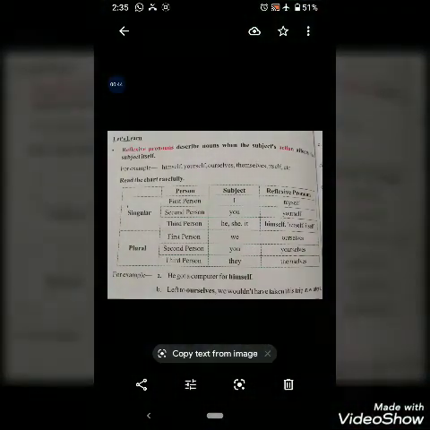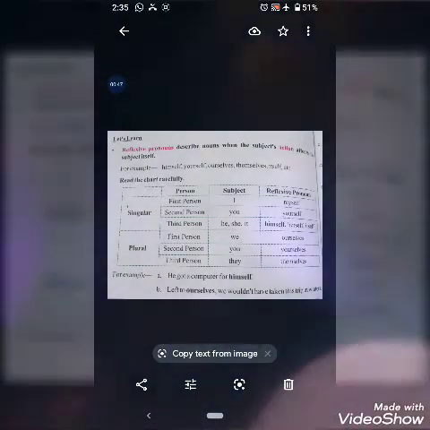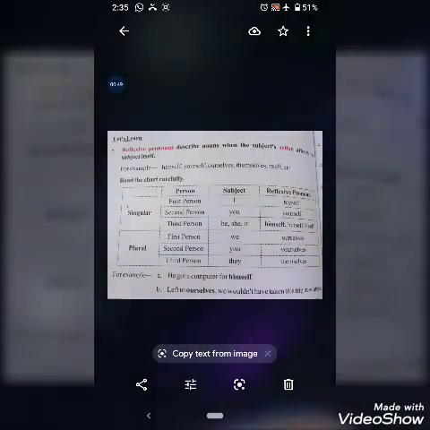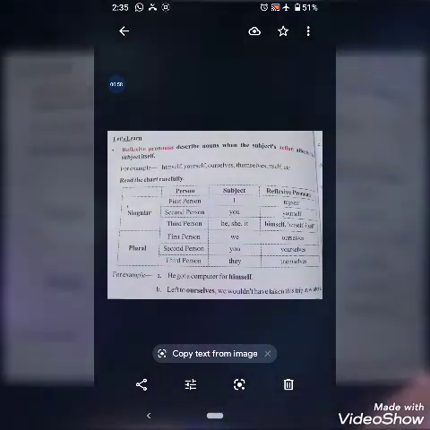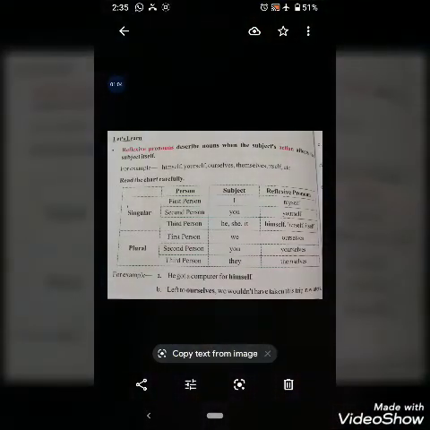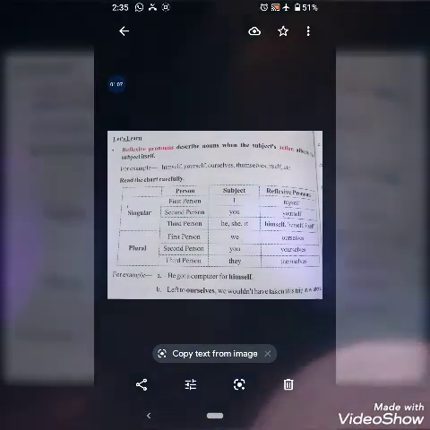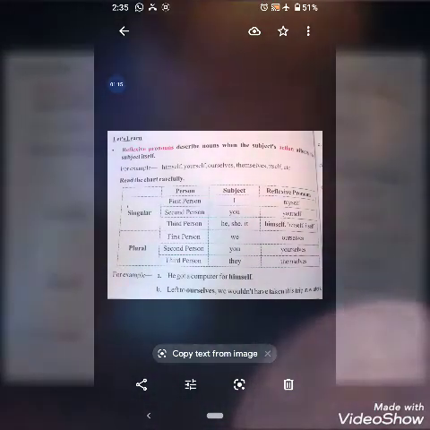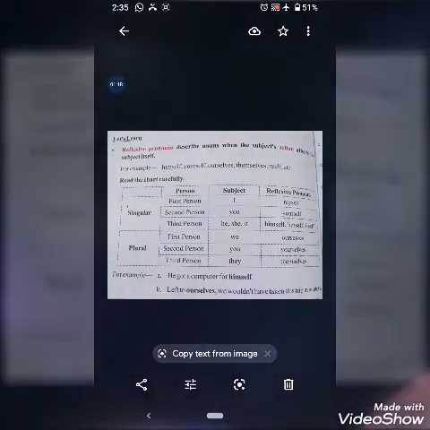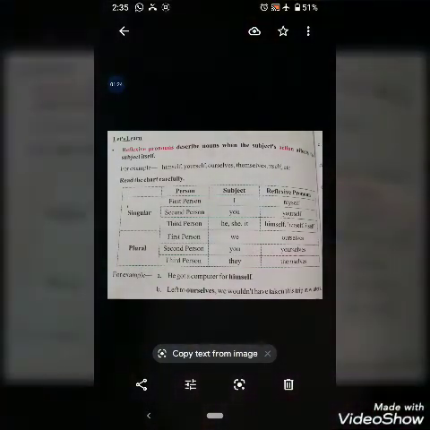Okay, so there are some examples also like himself, yourself, ourselves, themselves, itself, etc. So let's see this chart also. Singular, if it is first person, subject is I and the reflexive pronoun is myself. Second person, subject is you and the reflexive pronoun is yourself. Third person, he, she, it, himself, herself, itself. And if it is plural, first person is we, means reflexive pronoun will be ourselves. Second person, you, yourselves. Third person, they, themselves.